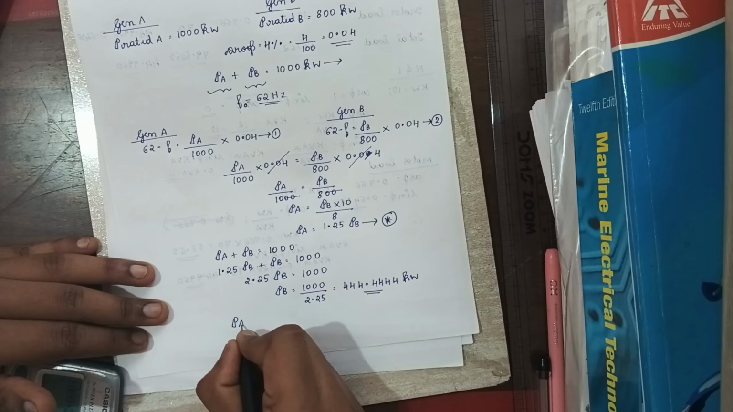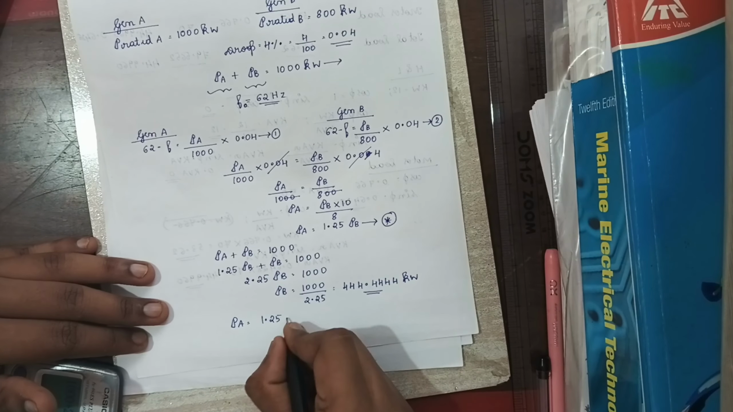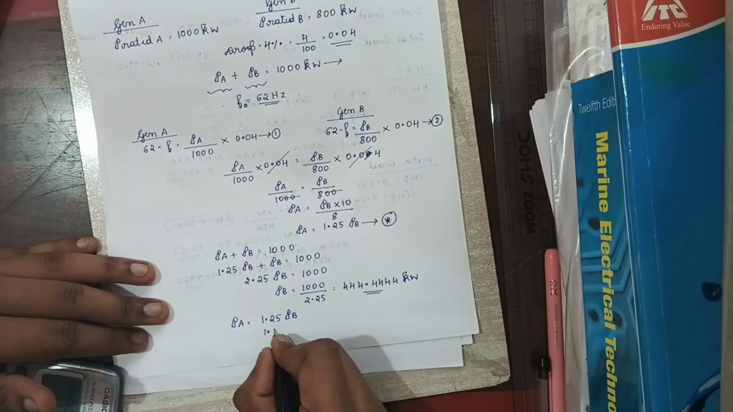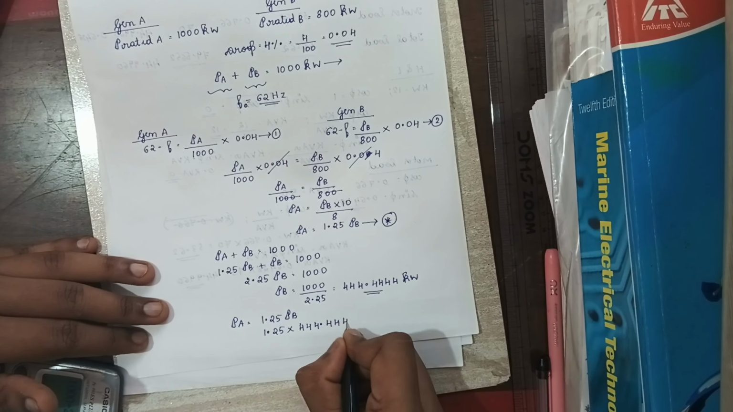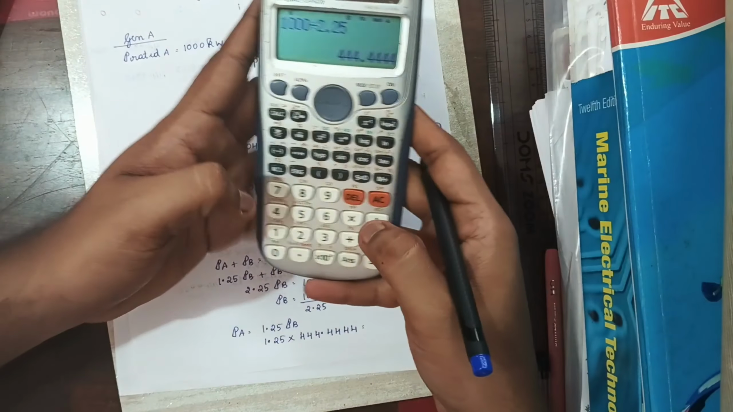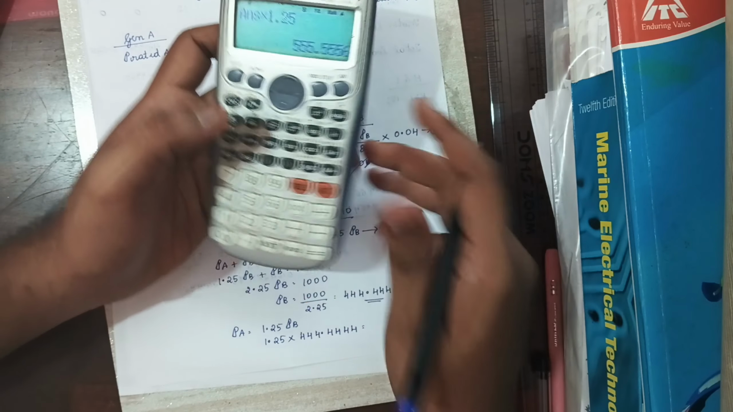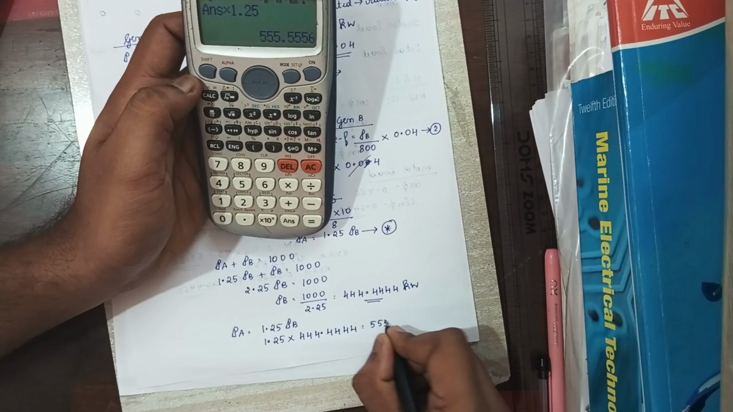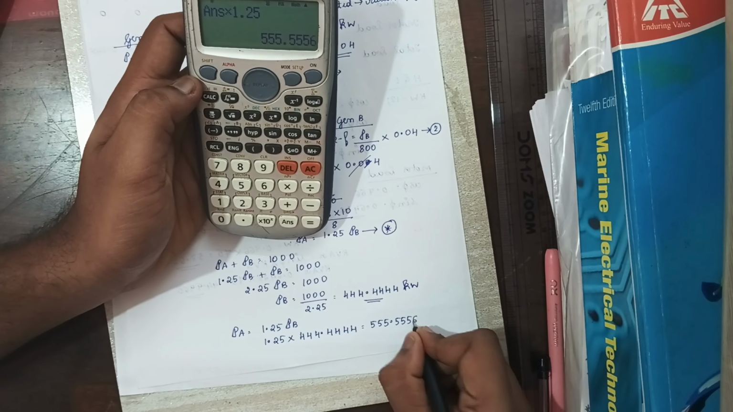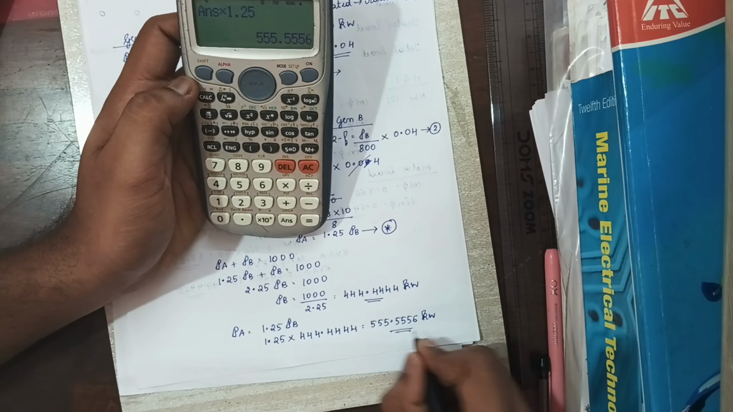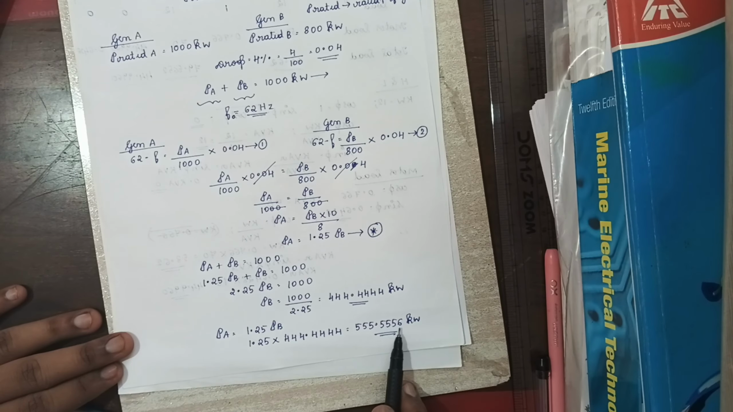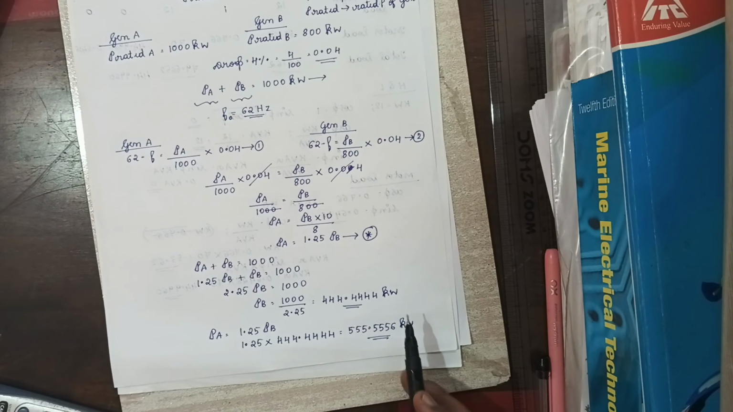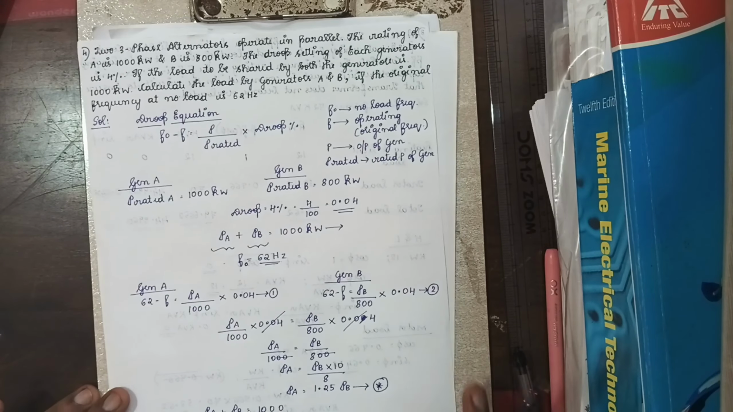Now we got PB, we have to get PA. We know that PA is equal to 1.25 times PB from equation star. So 1.25 into 444.444 will be equal to 555.5556 kilowatt. Okay, so this is the answer. The total load of generator A is 555.5556 kilowatt, and generator B is 444.444 kilowatt.